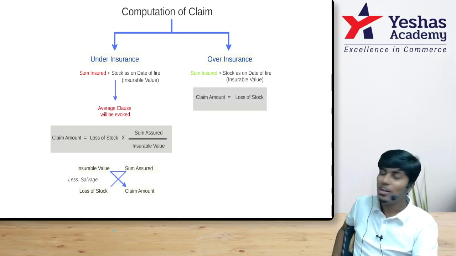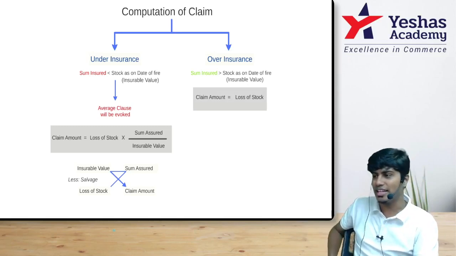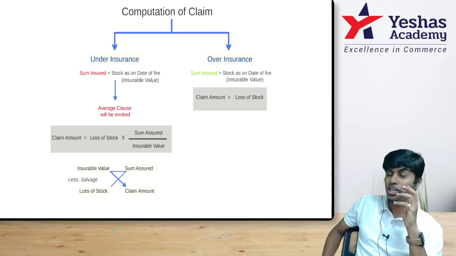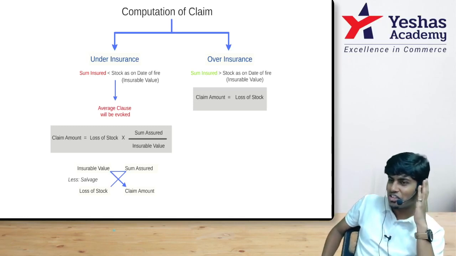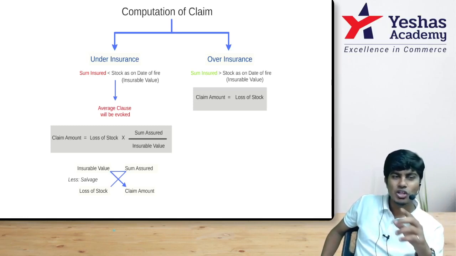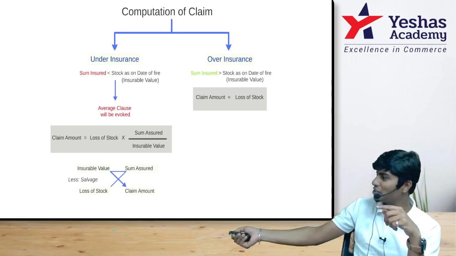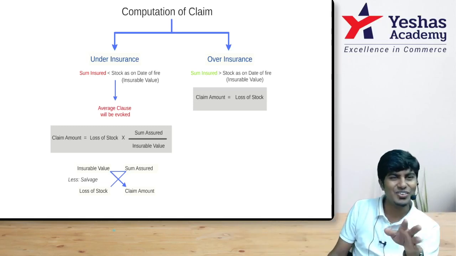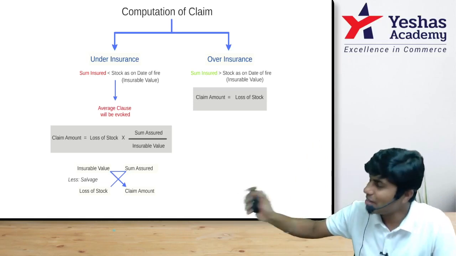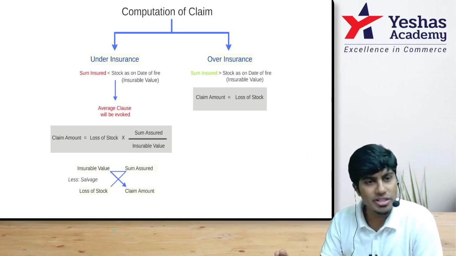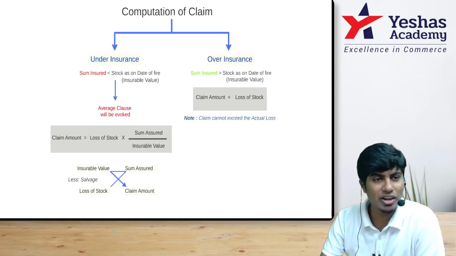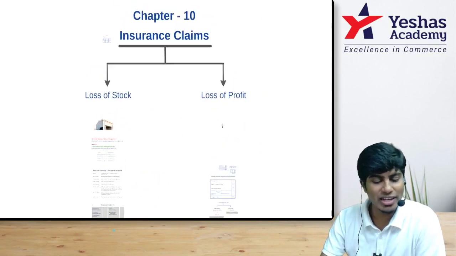Let us go ahead. So if in case it is over insurance, let's say, listen, you take an insurance policy for 1 lakh 20. Stock destroyed is 1 lakh. Will the insurance company give you 1 lakh 20? No, no, no. They'll give you money only to the extent of loss. So if in case it is over insured, don't apply this average clause. Here the claim amount will be equal to loss of stock. How much our loss has happened, so much only will the claim be accepted. Got this? So the claim amount cannot exceed actual loss. By this, we are royally done with loss of stock.